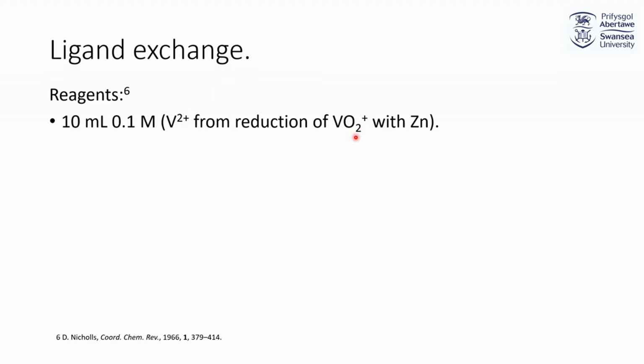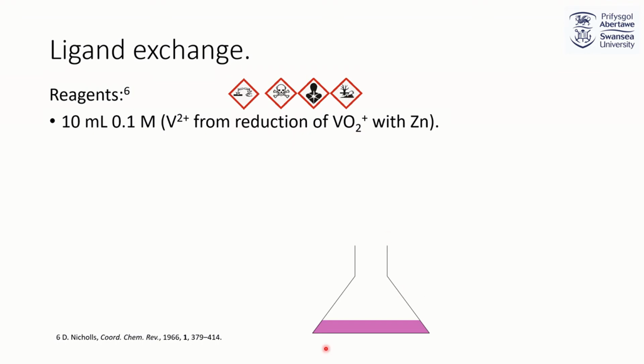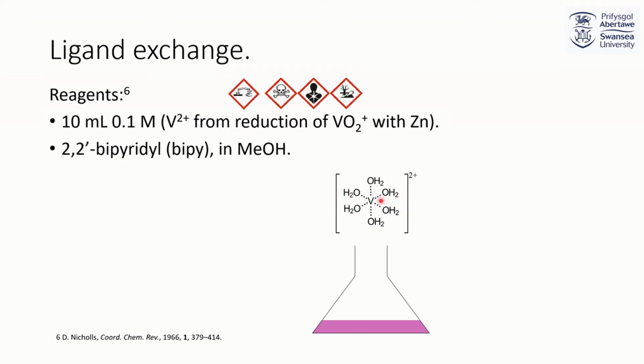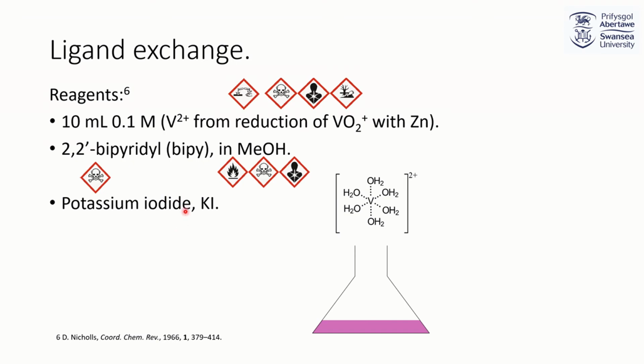First of all, take some of the vanadium solution from the previous reduction, as there should be a nice amount of that, and then again assume the same hazards: corrosive, toxic, long-term health effects, and harmful to aquatic life. And this is the violet solution. This is the hexahydrate vanadium 2 plus, and then there'll be the need to take some bipy in methanol. Bipy is toxic; methanol is flammable, toxic, and has long-term health effects. Then potassium iodide, as this will help form the complexes.